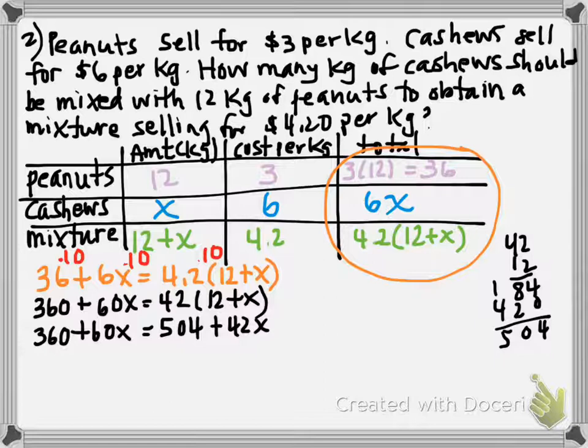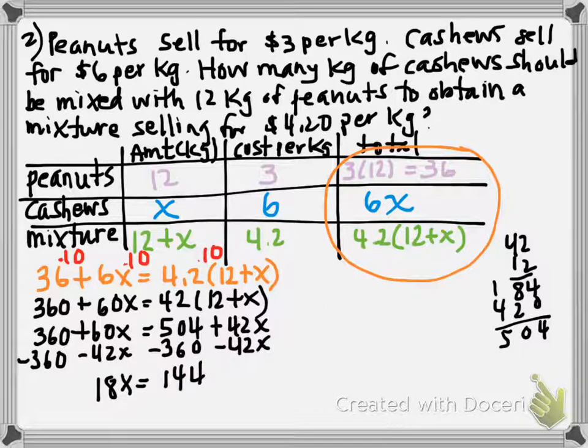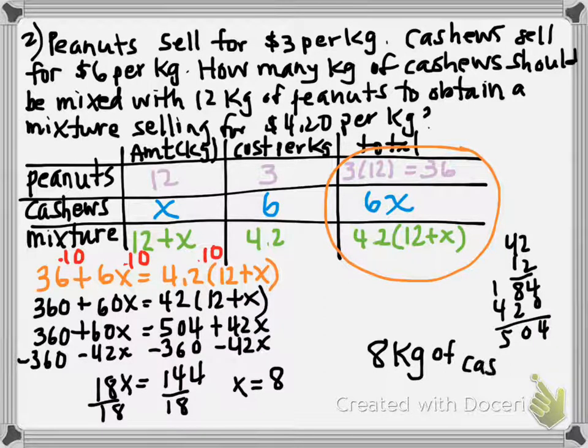So now I'm going to go ahead and subtract 42x from both sides, and I'm going to subtract 360 from both sides. That way I get variables on the left, constants on the right. So this gives me a total of 18x equals 144. Divide both sides by 18, and we get x equals 8. There's only one question I'm being asked to answer, and that's how many kilograms of cashews. So I could leave my answer just as 8 kilograms, or I could say of cashews, and then box it up.